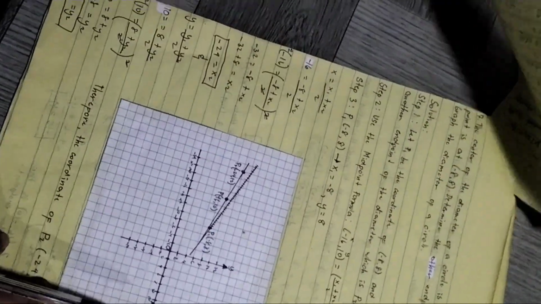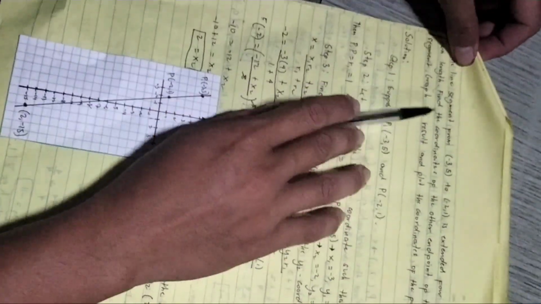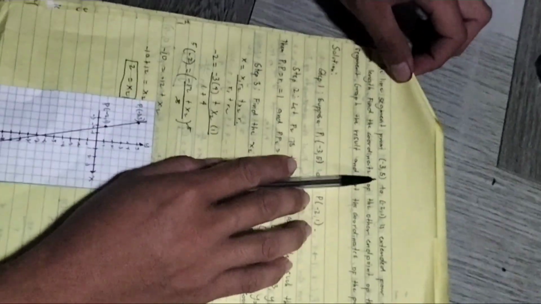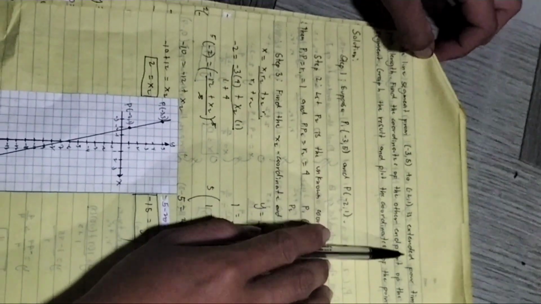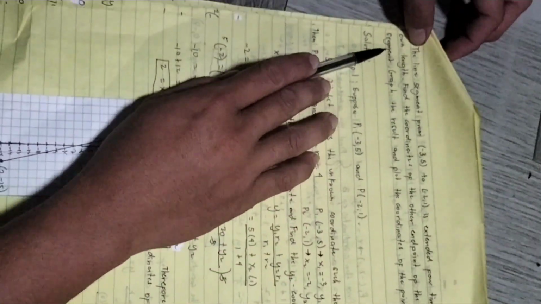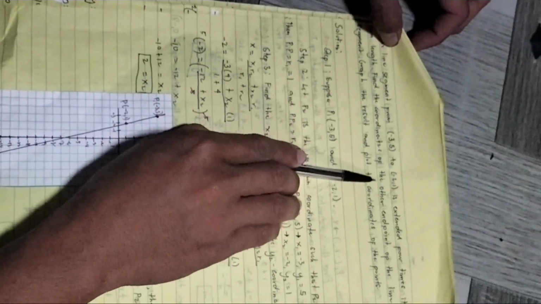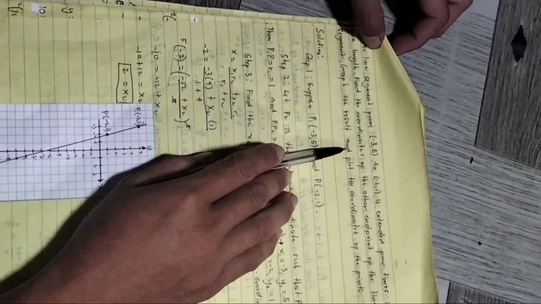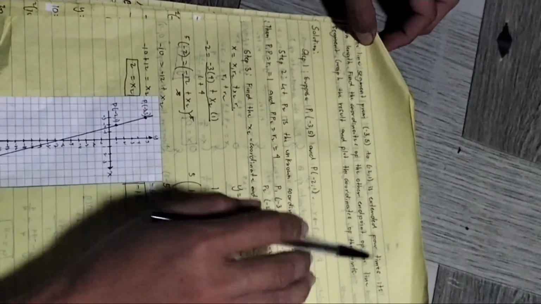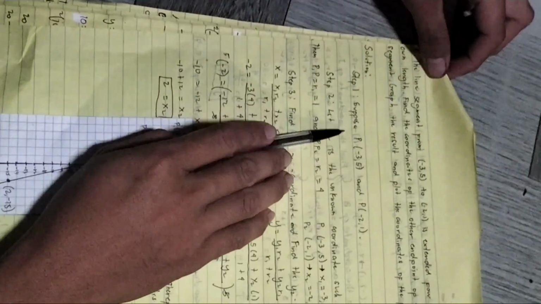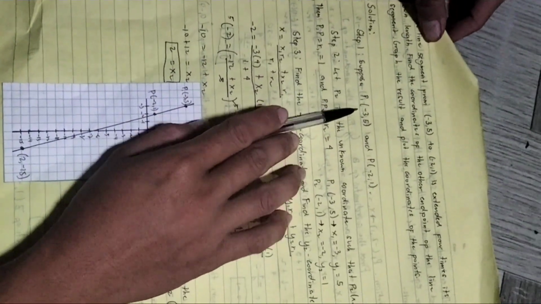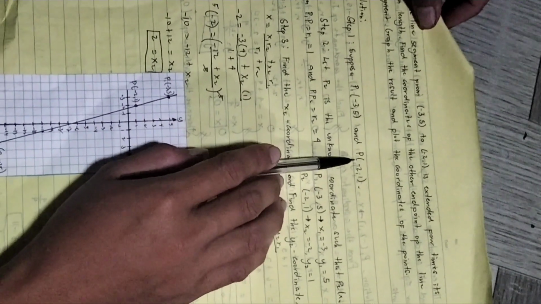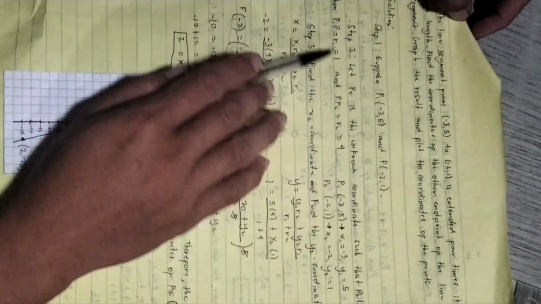Number 5. The line segment from negative 3, 5 to negative 2, 1 is extended 4 times its own length. Find the coordinates of the other endpoint of the line segment. Graph the result and plot the coordinates of the points. Solution. Step 1. Suppose first point, negative 3 and 5, and point, negative 2 and 1.